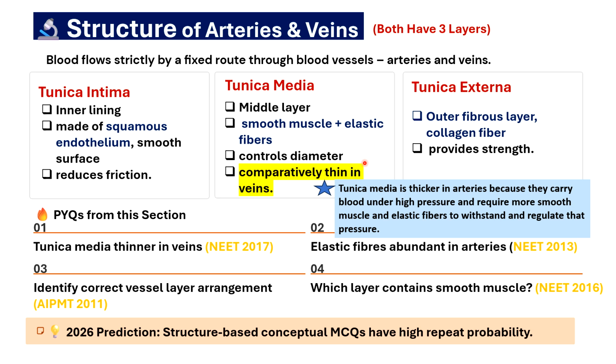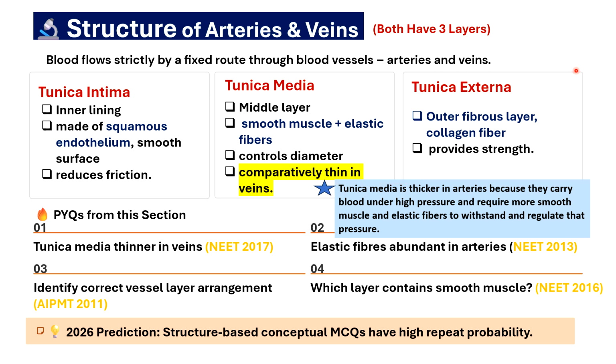Now here it is important to note that tunica media for the arteries is thicker in comparison to the veins. Why so? Because look, arteries have to collect the oxygenated blood which comes at very high pressure. So in order to withstand that high pressure, obviously they have to have more smooth muscle and elastic fiber, or a thicker tunica media. But if you see veins, they just collect the deoxygenated blood. That does not come at such high pressure in comparison to arteries. So they have a thinner tunica media.